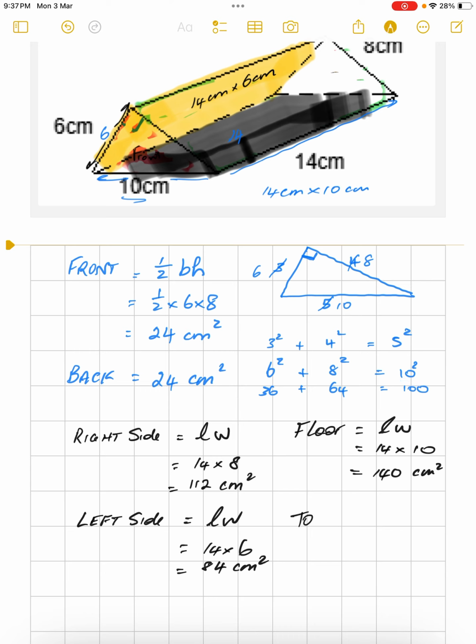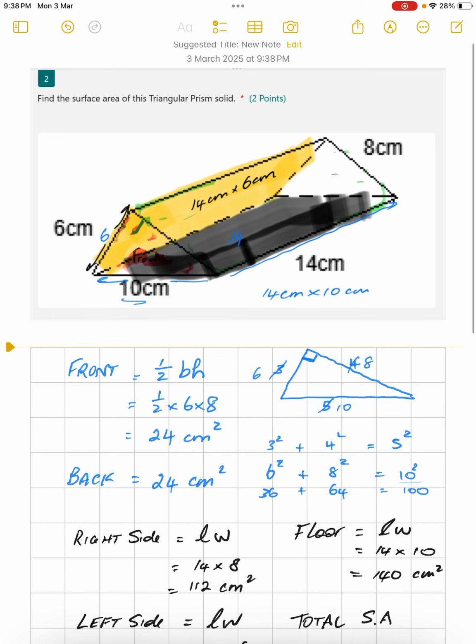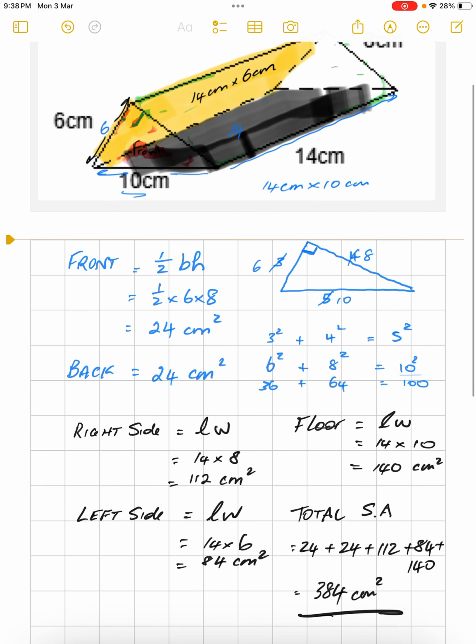We can get the total area. The total surface area is 24 plus 24 plus 112 plus 84 plus 140. So 24 plus 24 plus 112 for that wall, plus 84 for that side, plus 140 for the floor, and we've got 384 square centimeters. Do we need it to any decimal places? No, that will be fine. Just 384 square centimeters.